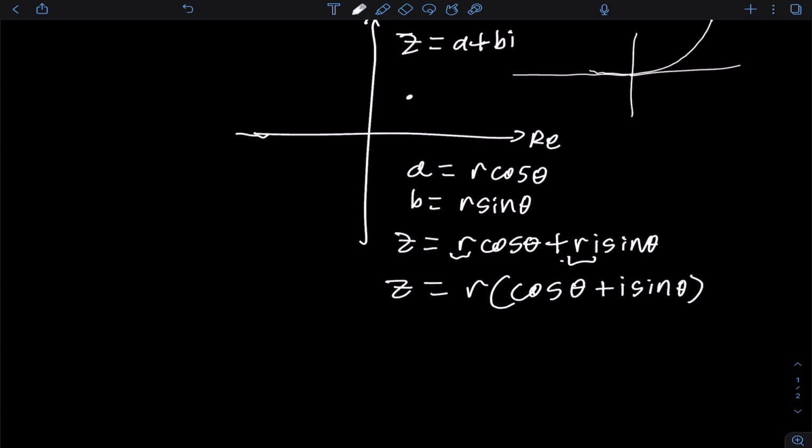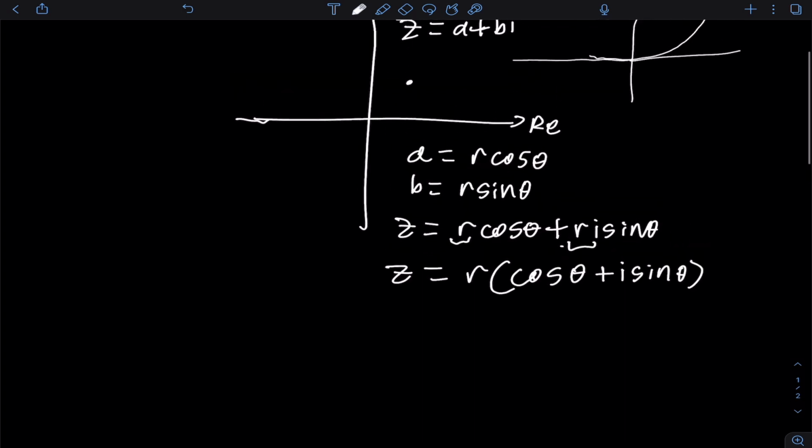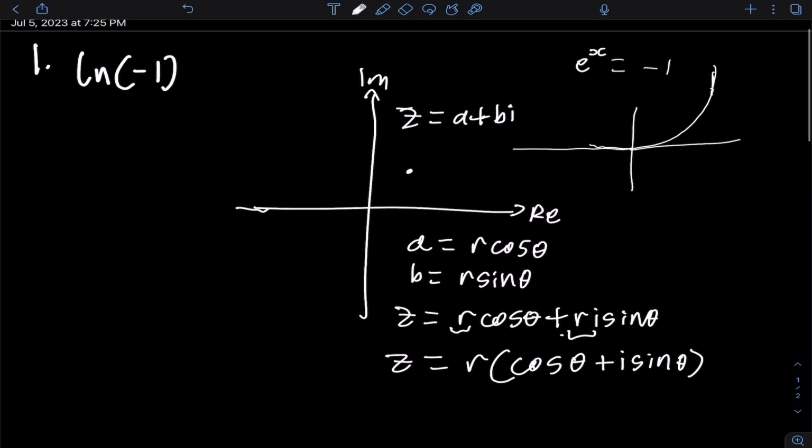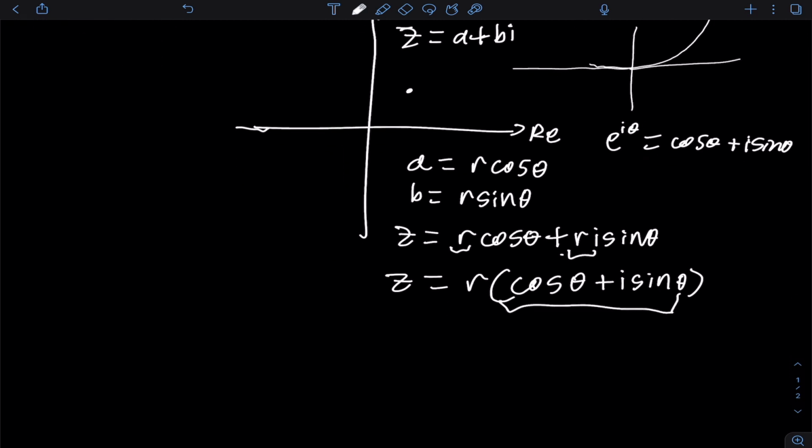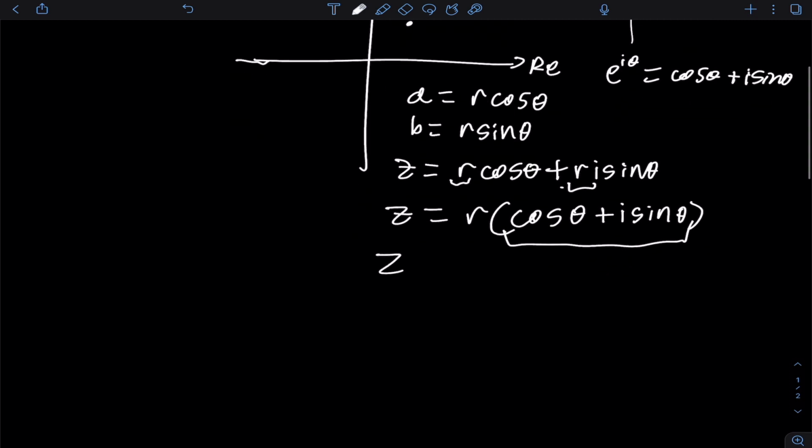And does this look familiar? Well, it should, because this is Euler's formula, which we all know as e to the i theta is equal to cosine theta plus i sine theta. So what we can see here is that we can very nicely just replace this entire expression with e to the i theta. So we can see that z here is r multiplied by e to the i theta.